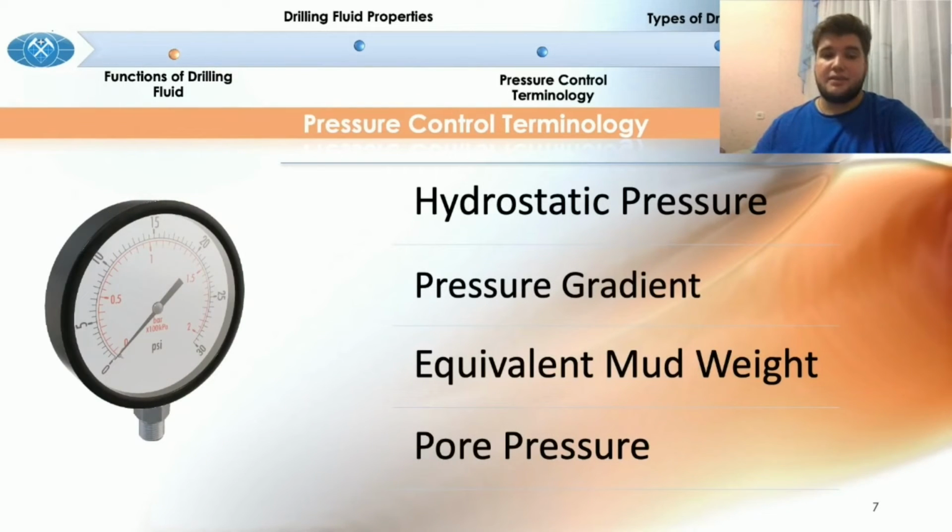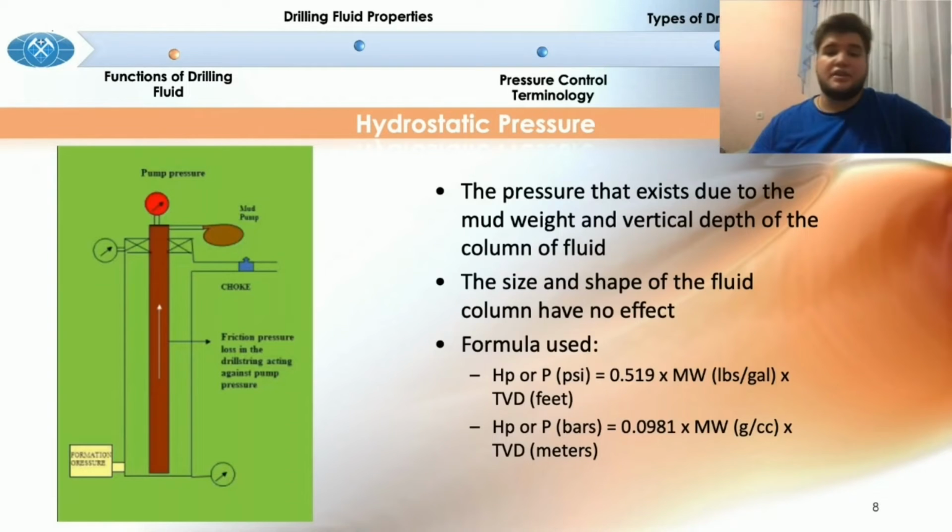Next is the pressure control terminology. There are four terms: hydrostatic pressure, pressure gradient, equivalent mud weight, and pore pressure. Hydrostatic pressure is the pressure that exists due to the mud weight and vertical depth of the column of fluid. The size and shape of the fluid column has no effect. On the slide, you can see the formula used to calculate the hydrostatic pressure.